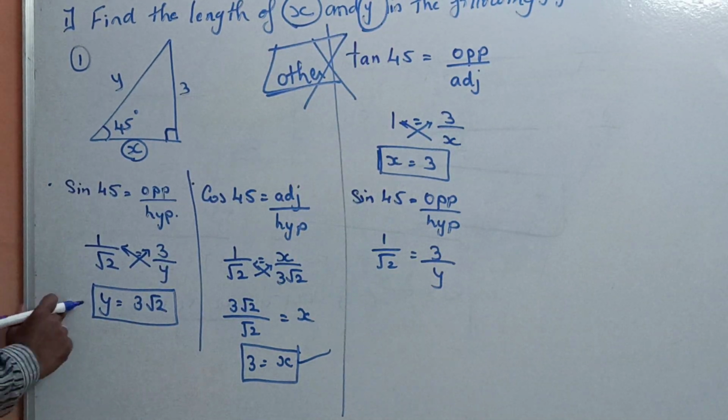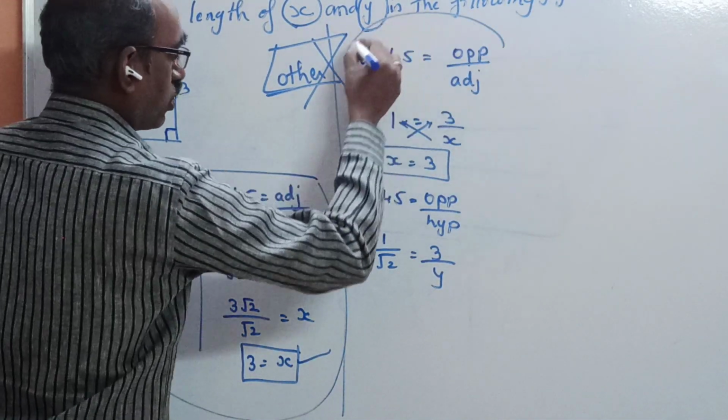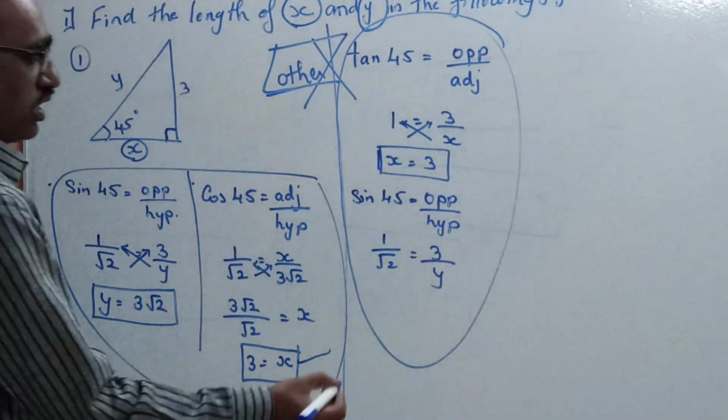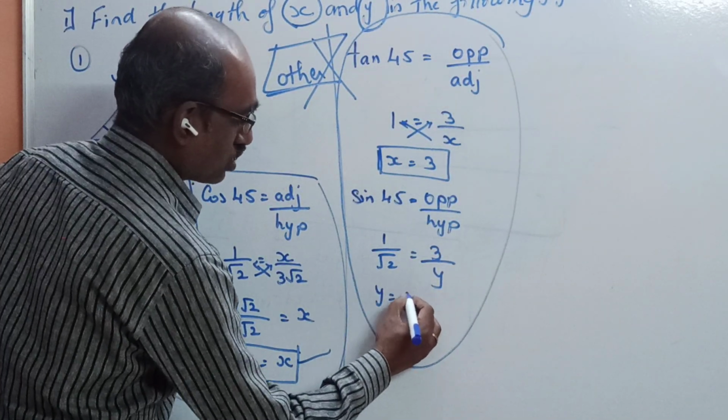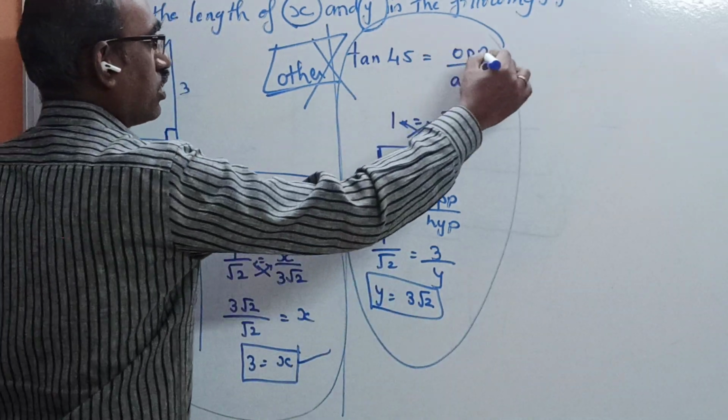So either this method together you have to solve, or this together you have to solve. Then you are going to get it. So again over here, cross multiply. Y is equals to 3 root 2. Got the value? So if you want, you can use this method.